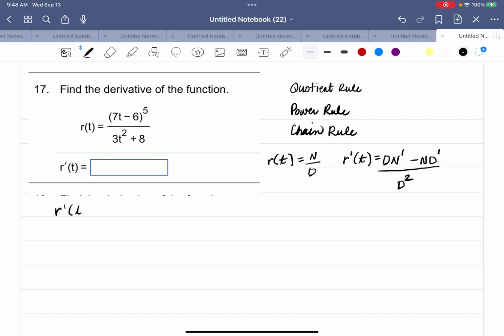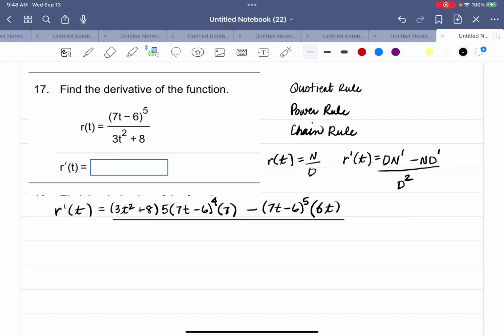So R prime of t is 3t squared plus 8, our denominator, times the derivative of our numerator, which is the power times the base to the power minus 1 times the derivative of the base, which would be a 7, minus the numerator, 7t minus 6 to the 5th, times the derivative of the denominator, 6t, and all of that is over 3t squared plus 8 squared.